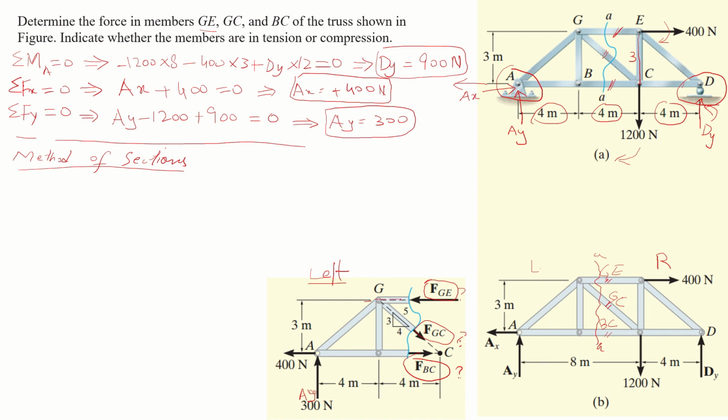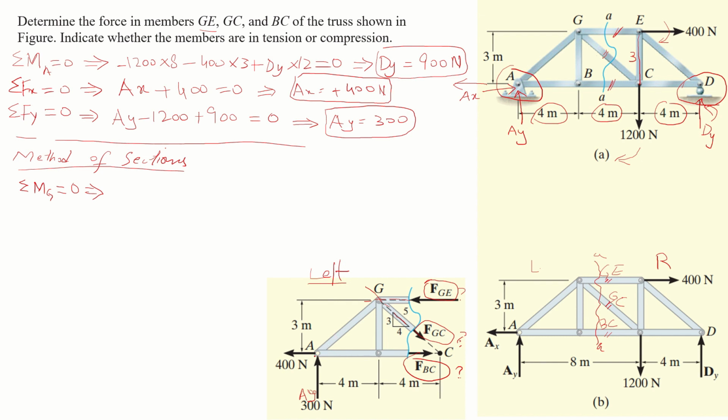This is the line of action of this force, and this is the line of action of FGC. So both our forces are passing through point G and will not have any perpendicular distance. So there will not be any moment due to FGE or FGC. If we take moment about point G, two unknowns, FGE and FGC, will be eliminated, and we will be left with only one unknown, which is FBC.